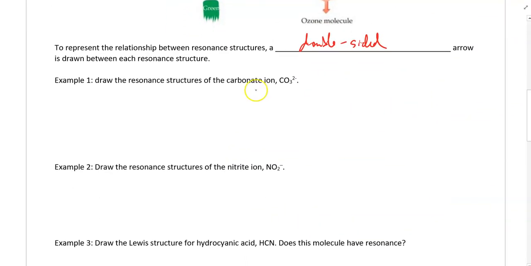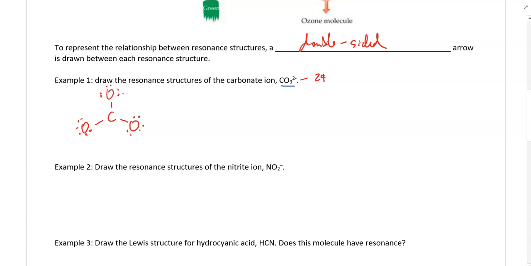So we're going to draw the resonance structure of our friend carbonate. Carbonate is going to have a couple of valence electrons. Turns out there's 24 of them. So let's go ahead and put this in action. Carbon in the middle, oxygens on the outside because those are more electronegative. Go ahead and draw in all of the single bonds, and then start assigning a bunch of electrons as lone pairs to our outer atoms.